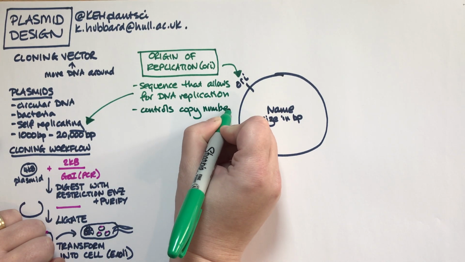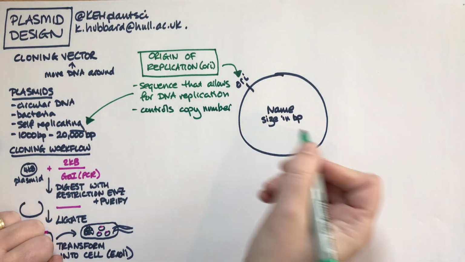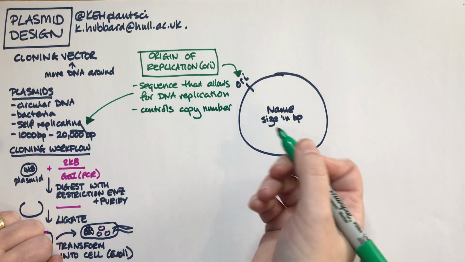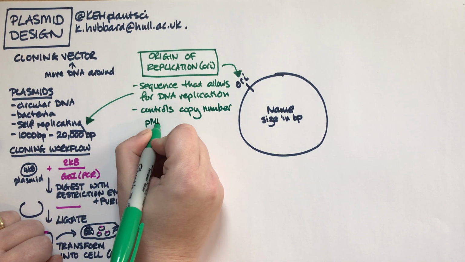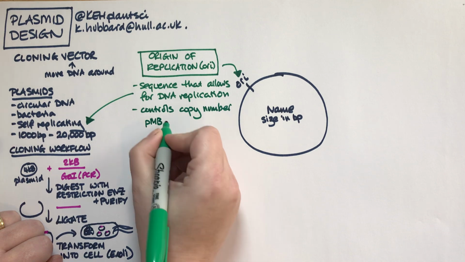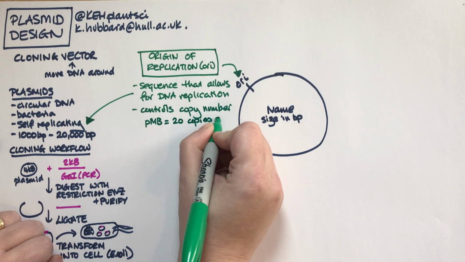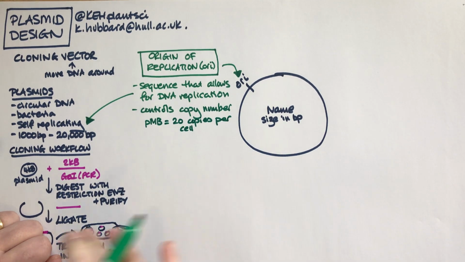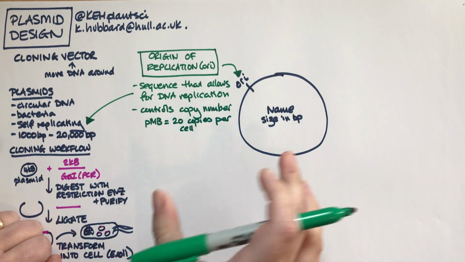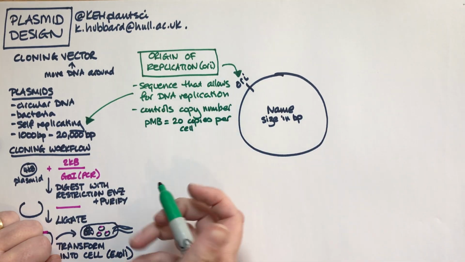So some origins of replication, you might only have 2 or 3 copies per cell. Typically, one of the most common origins of replication is something called pMB1, which gives you 20 copies per cell. Some of them allow for hundreds of copies per cell. It depends what you're doing as to how many copies you want in there. But typically you'd have 20, 30 copies.